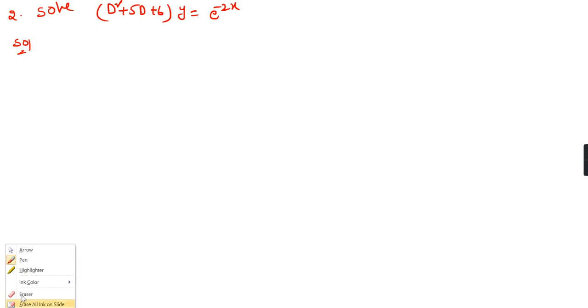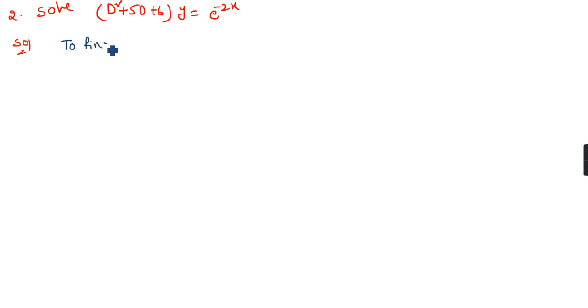Second problem: solve d square plus 5d plus 6 into y equals e power minus 4x. Solve means we have to find the general solution. The general solution of the given differential equation is y equals yc plus yp.